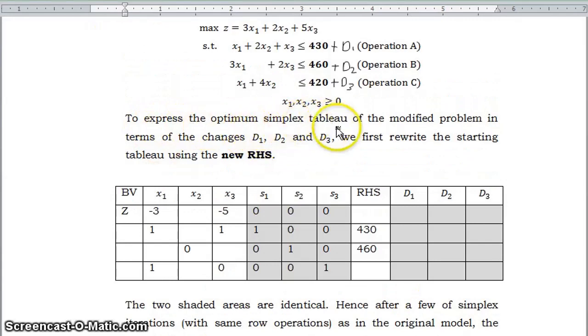To express the optimum simplex tableau of the modified problem in terms of the changes D1, D2, and D3, we first rewrite the starting tableau using the new right-hand side. Before we make the changes to the right-hand side of operations A, B, and C, the initial tableau of the Tycho problem is this. We take the original model, where we maximize Z, and we transfer all the variables to the left-hand side. So we get Z minus 3x1 minus 2x2 minus 5x3 equals 0. The coefficient of all slack variables is 0.